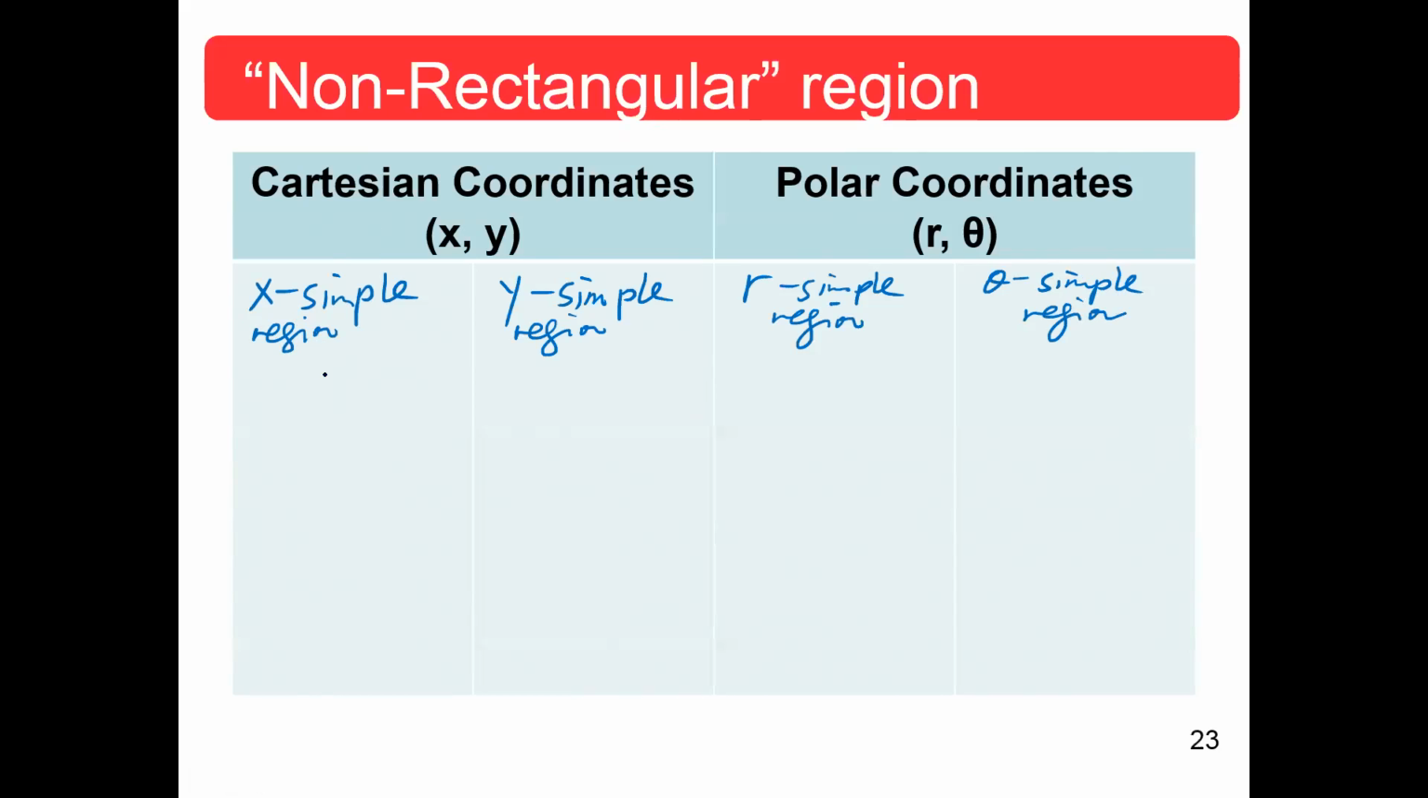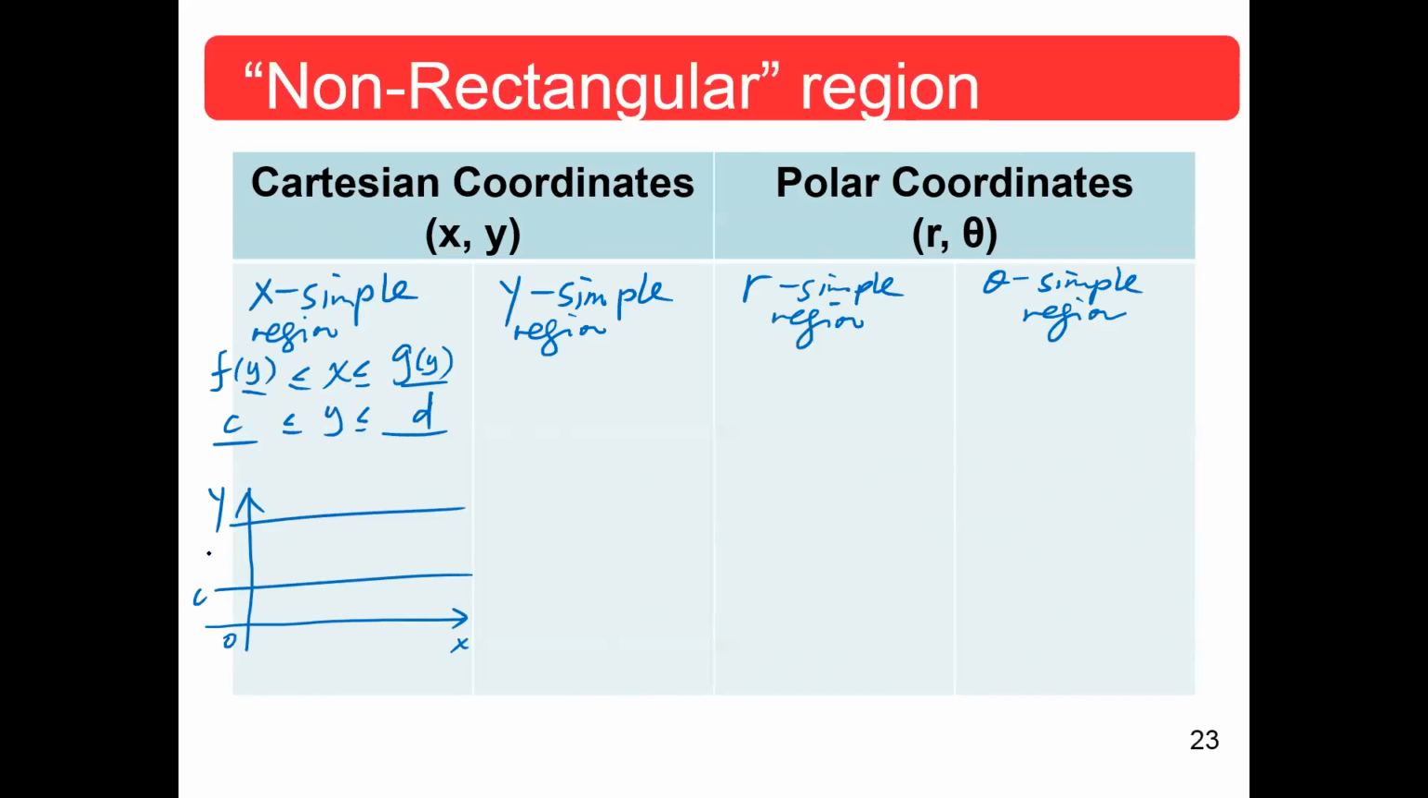For X simple region, we said X must be bounded by two functions of Y, and Y must be bounded by two constants, C and D. The graph, if you look at it in Cartesian, for X simple region, basically Y has to be bounded by two constants, C and D. X needs to be bounded by two functions. So suppose this is one function, this is another function. This is going to be the X simple region, right?